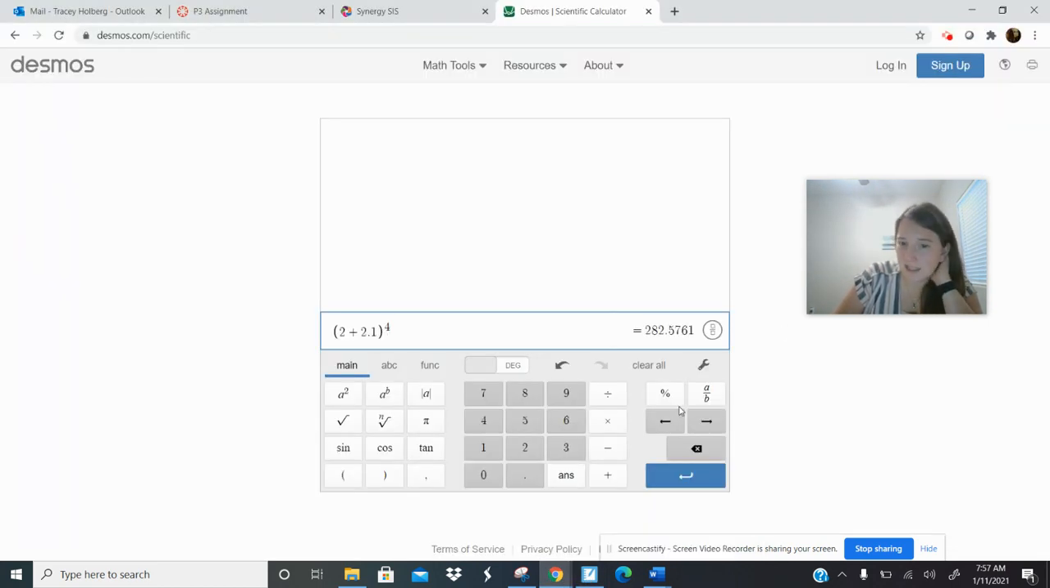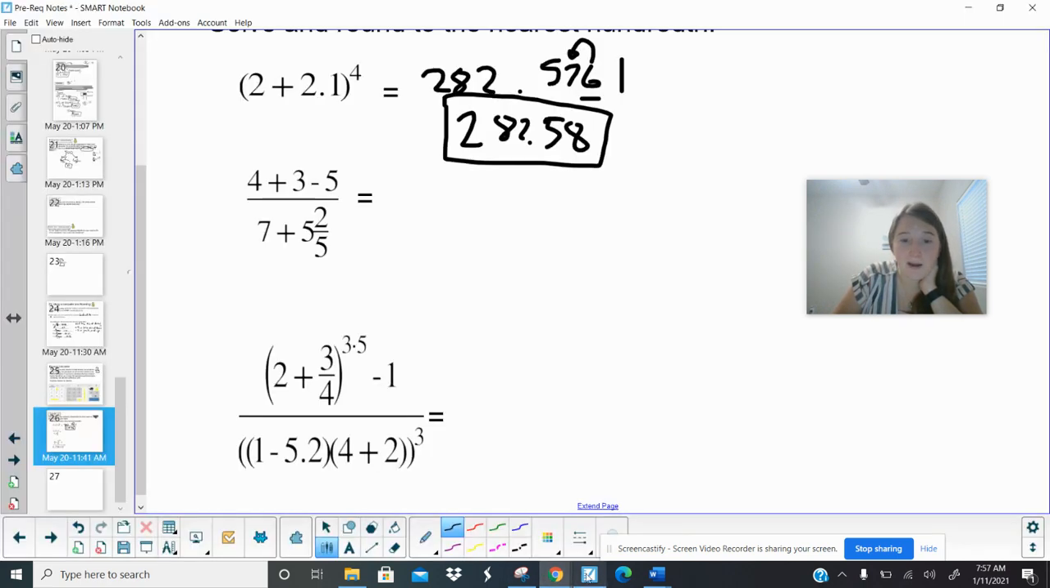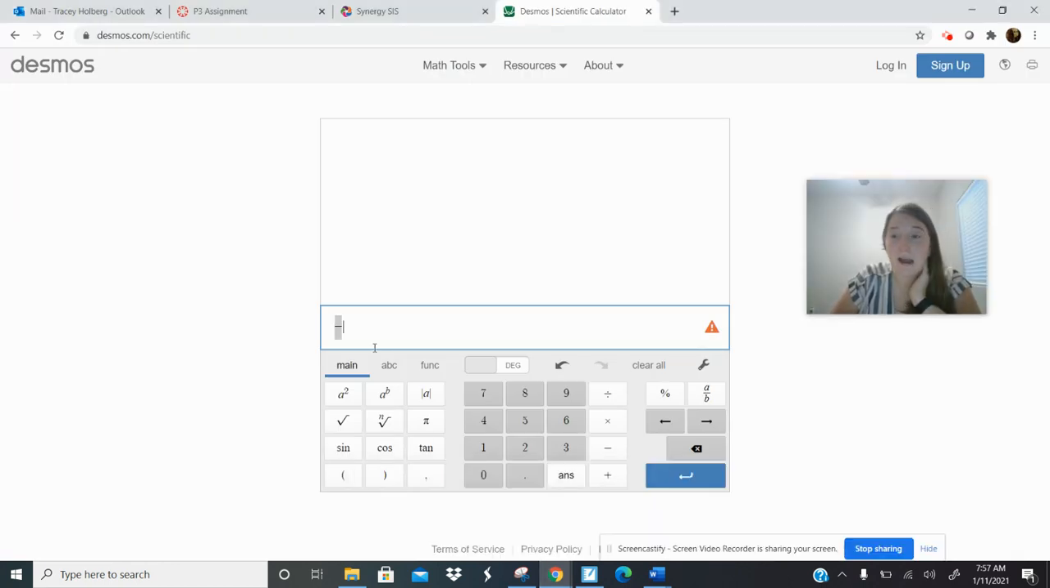Okay, so plugging this in, let me go ahead and clear this out. It's a big whopping fraction. Boom, I hit the fraction button. On top, I have 4 plus 3 minus 5. Now notice when I clicked away from Desmos, my cursor is now on the side. This is what I was saying about being very careful about clicking away from Desmos. It moves where your cursor is. So I'm going to click back up to the top.